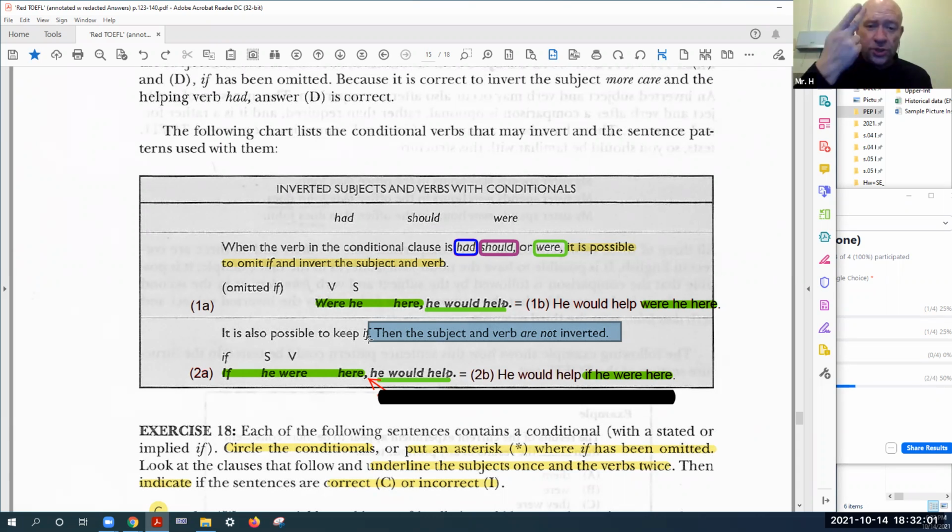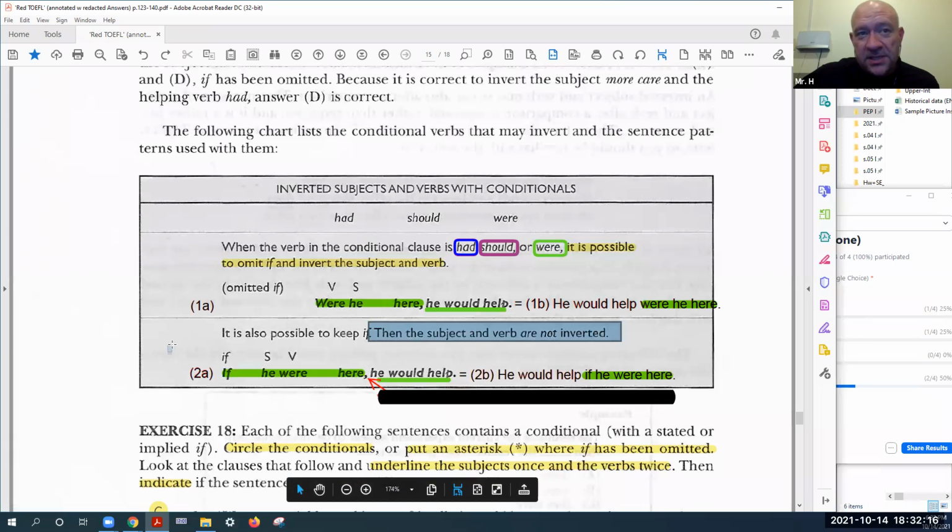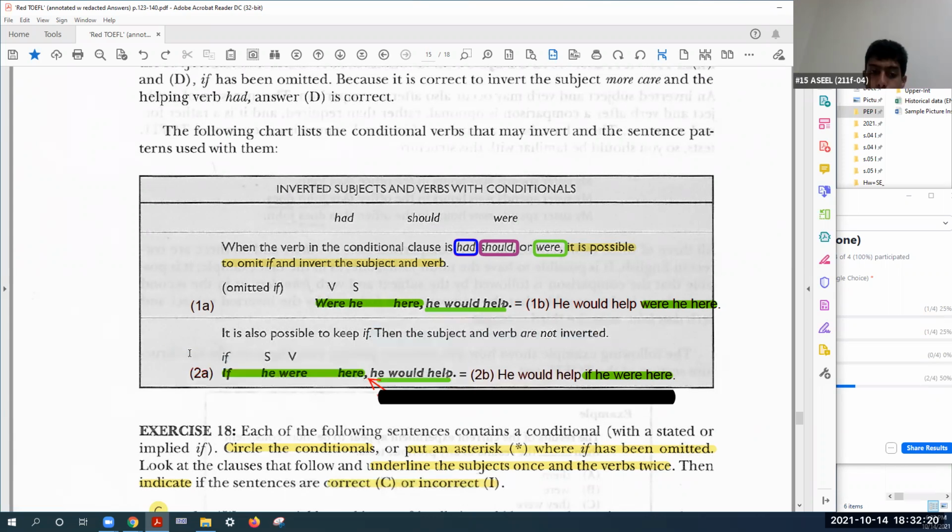Don't switch. Verb. Don't switch them. When we keep the if connector, don't switch. Okay? So read the example, please, Asil. If he were here, he would help.